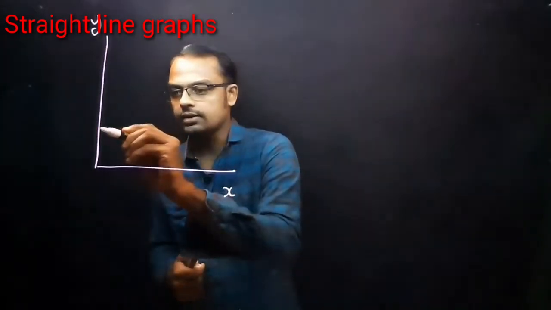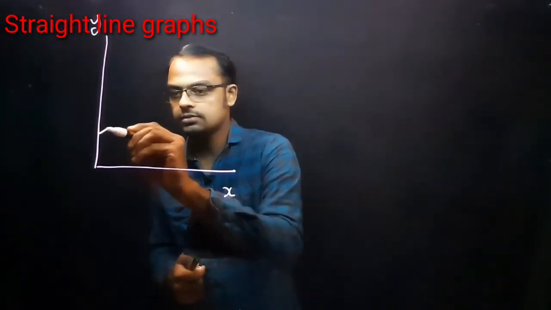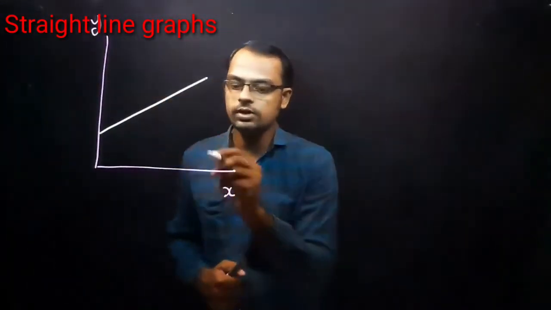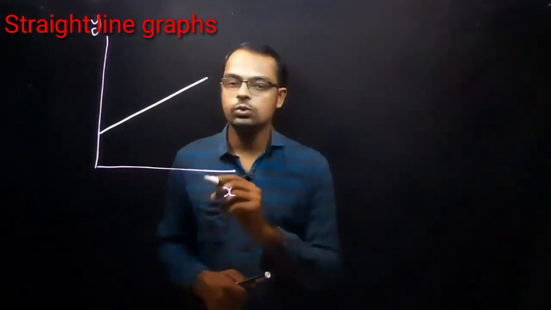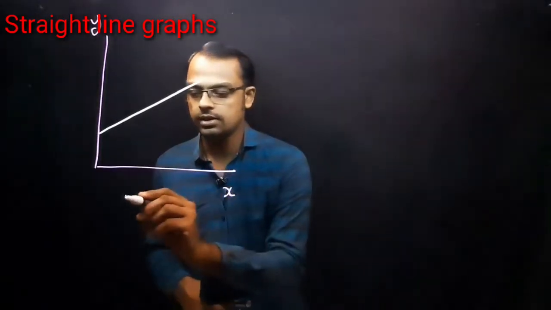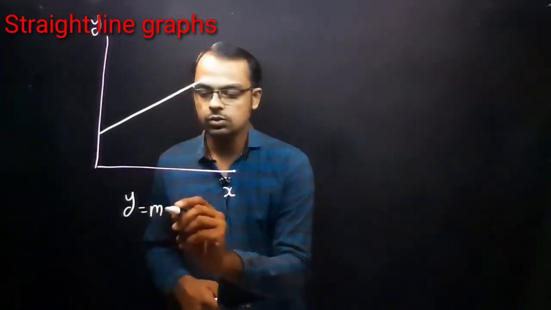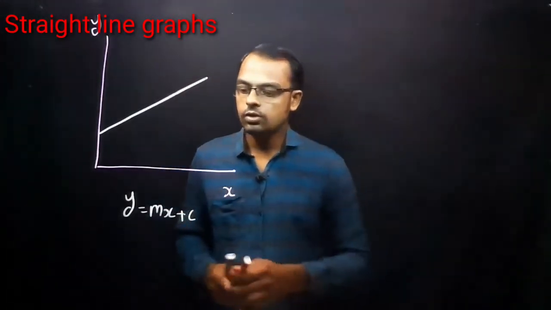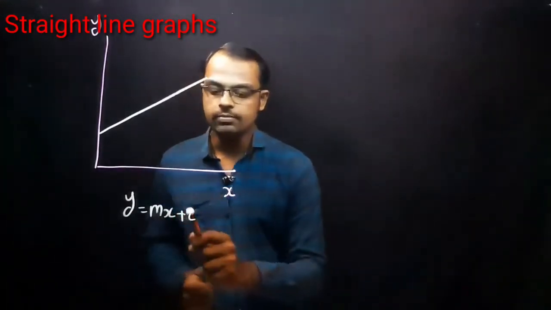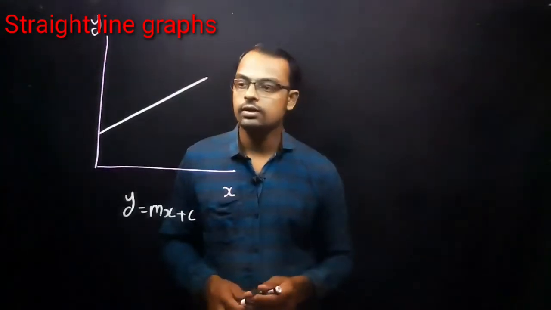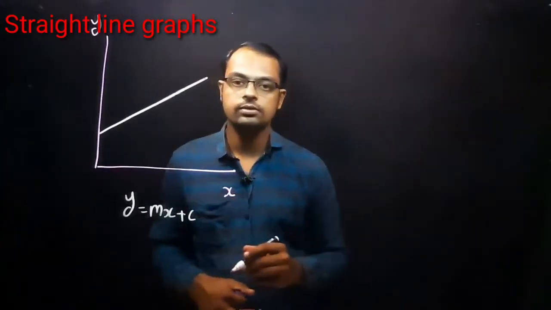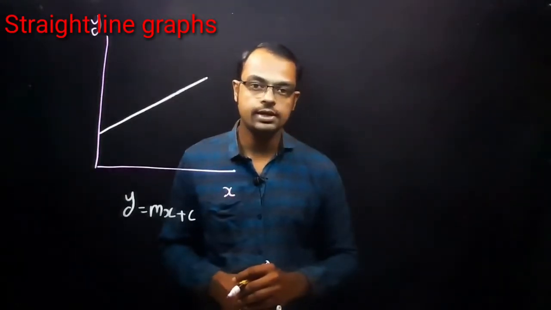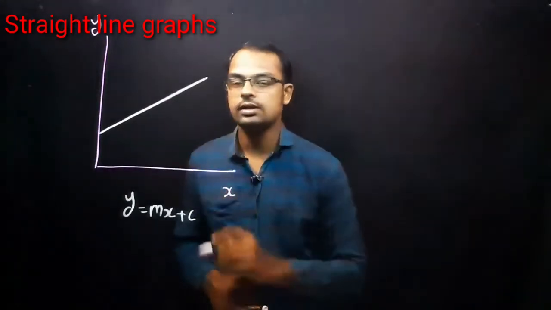Drawing a straight line, say this is the straight line. The relation, as we already discussed here, is y is equal to mx plus c. So you can write here y is equal to mx plus c. Here we are mainly dealing with what m is and what c is. What does m stand for here? The m stands for the slope of this graph, the slope of this straight line graph.